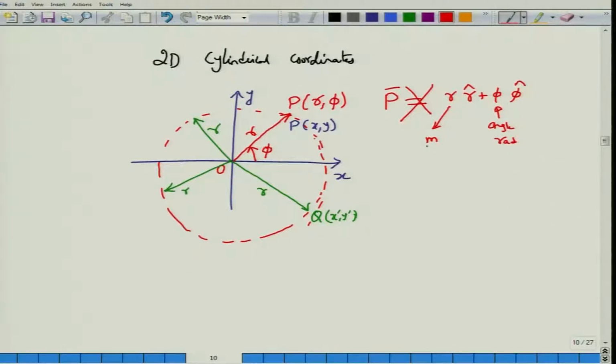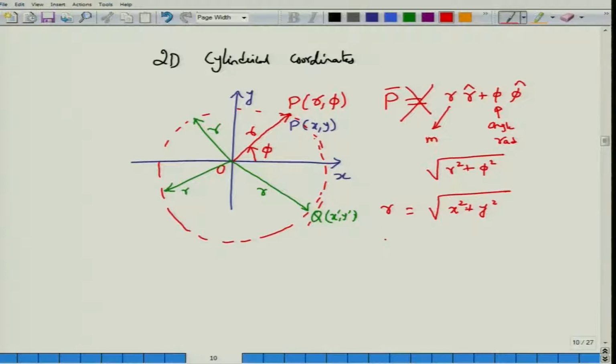So I can't just find the magnitude as square root of r square plus phi square, just as I had done for the case of a Cartesian coordinate system, where I took the length of the vector to be square root of x square plus y square. I can't do this. In fact, this value is equal to r, which is the radial length, right?